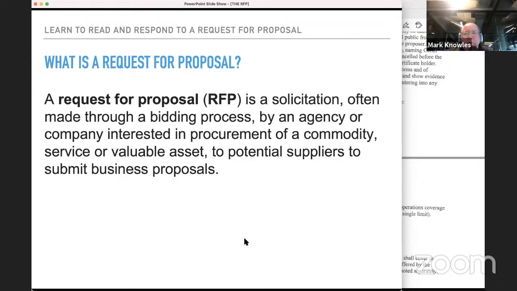So what is a request for proposal? It is a formal solicitation, often done through a bidding process by an agency or company interested in procurement of a commodity, service, or a valuable asset. Potential suppliers are going to be asked to respond back to them. They want you to give them a business proposal. Okay, and so this is the formal definition of an RFP.